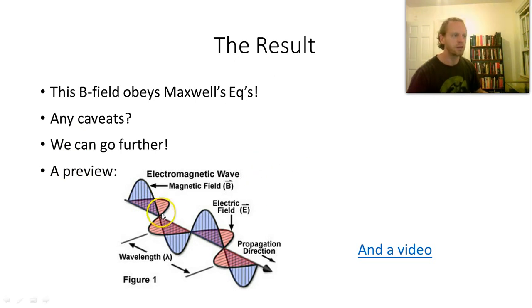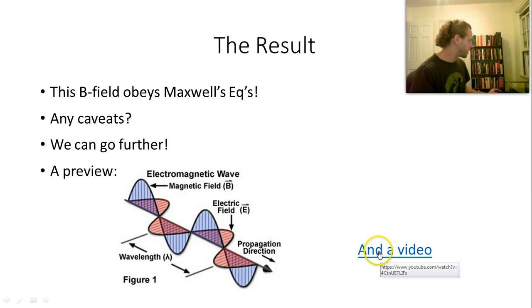The electric field points in the x direction, the magnetic field points in the y. They're going to change. They're going to get bigger, they're going to get smaller, and they're going to propagate in the z direction. This is exactly what the solutions of Maxwell's equations do imply.